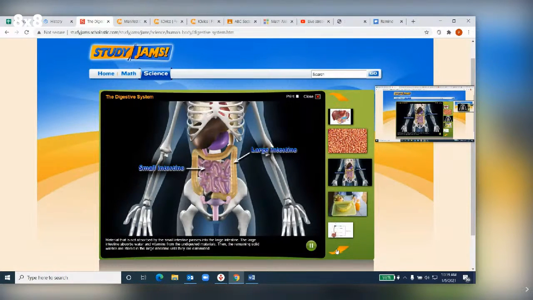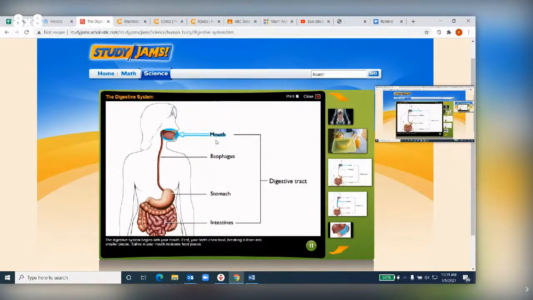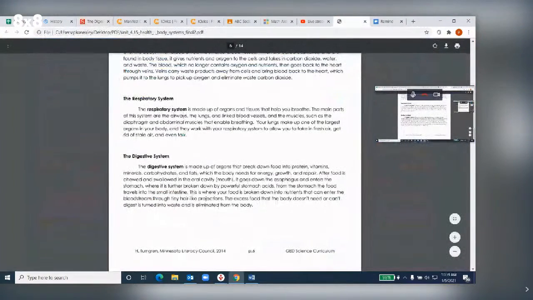Okay. One thing I want you to look at too here. The mouth, esophagus, stomach, and intestines would be referred to as our digestive tract. Those are kind of the four parts of the body that help digest our food. Okay. So I'm going to stop there today, you guys.